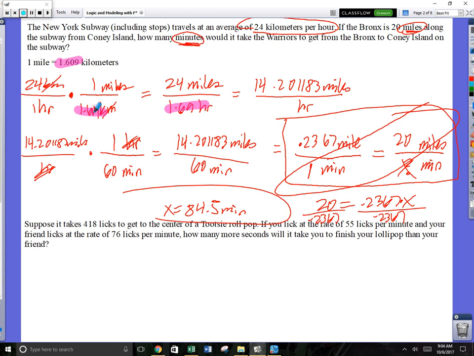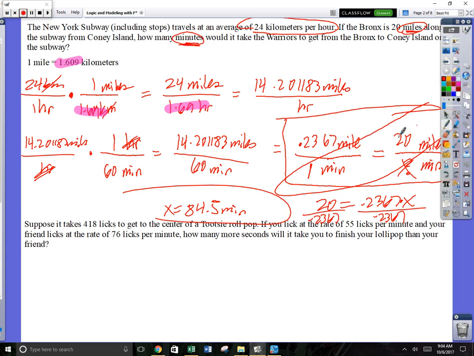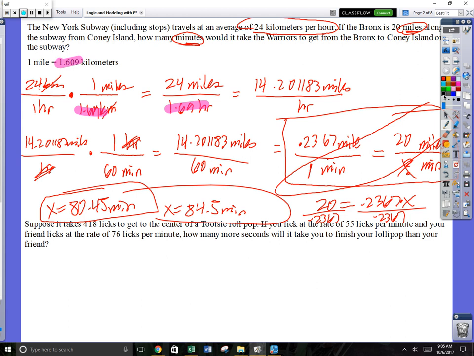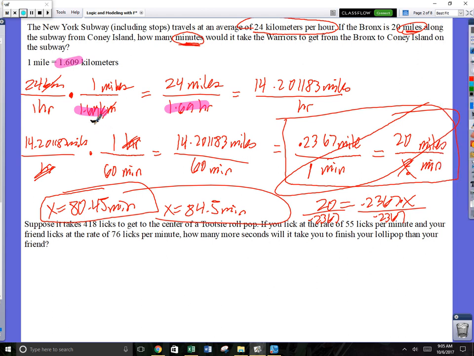So if you use the rate 1.609, and if we don't round until the very end, you have x equals like 80.45 minutes instead of 84.5 minutes. And so that one mistake cost me like 4 minutes of time. So it's a big deal.